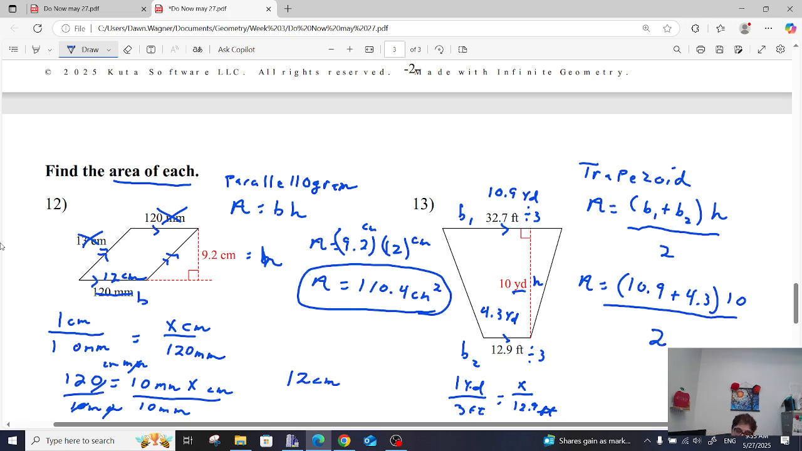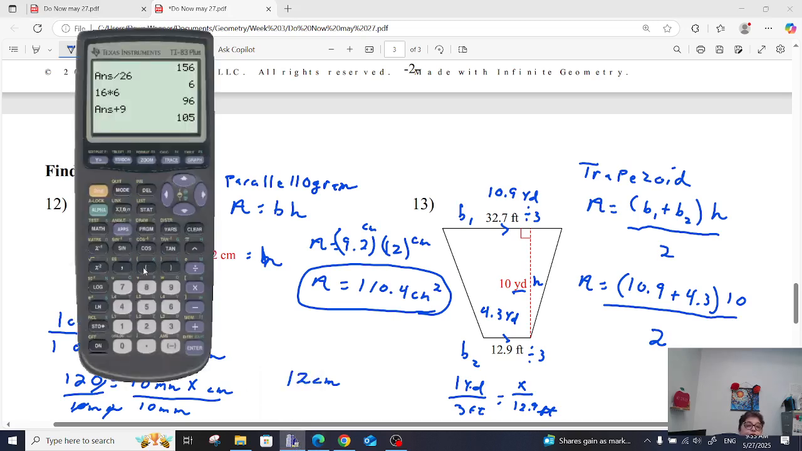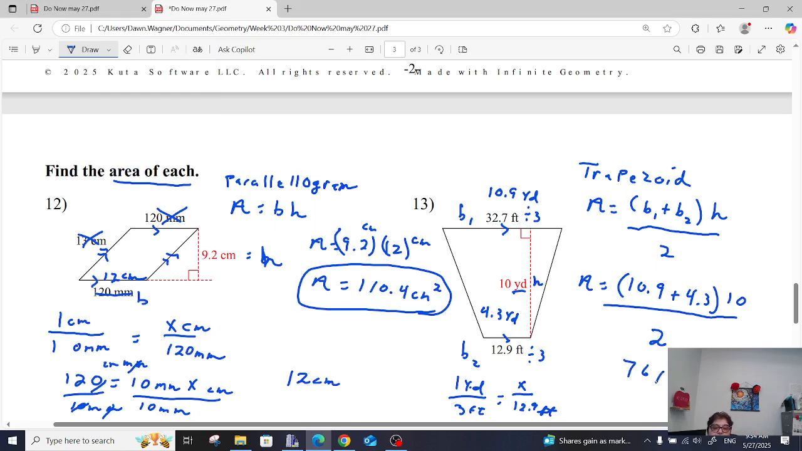Now, if you don't use your parentheses, make sure you're pressing equal before you multiply by 10. I noticed some people were getting wrong answers. You could do it like this, but in your parentheses, 10.9 plus 4.3, parenthesis, times 10. Press enter and then divide by 2. And that'd be 76 what? Yards squared. Very good.